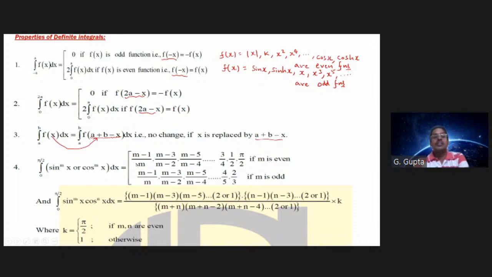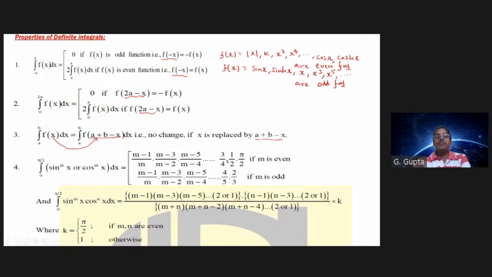Same procedure. It is a product of fractions where the first fraction has a numerator 1 less than the given power, that is m minus 1, whose denominator is the given power. There onwards, every numerator and denominator are successively obtained by subtracting 2. That is, here subtract 2, m minus 3, subtract 2, m minus 5, etc. Here the first denominator is m, subtract 2, m minus 2. Next subtract 2, getting m minus 4.